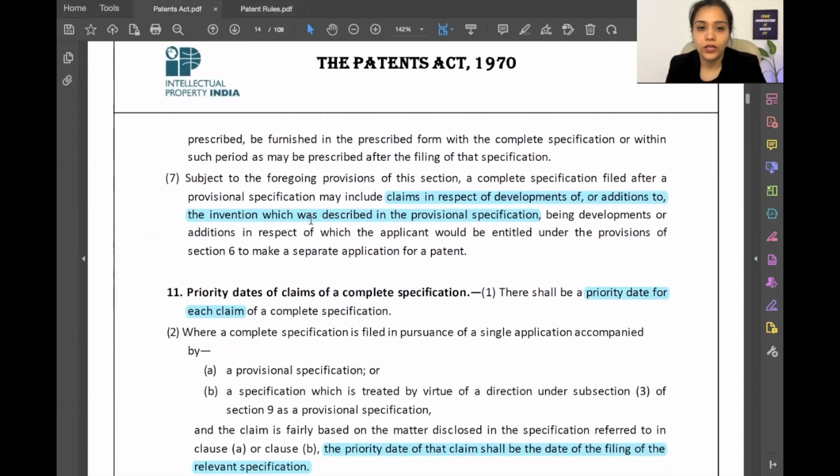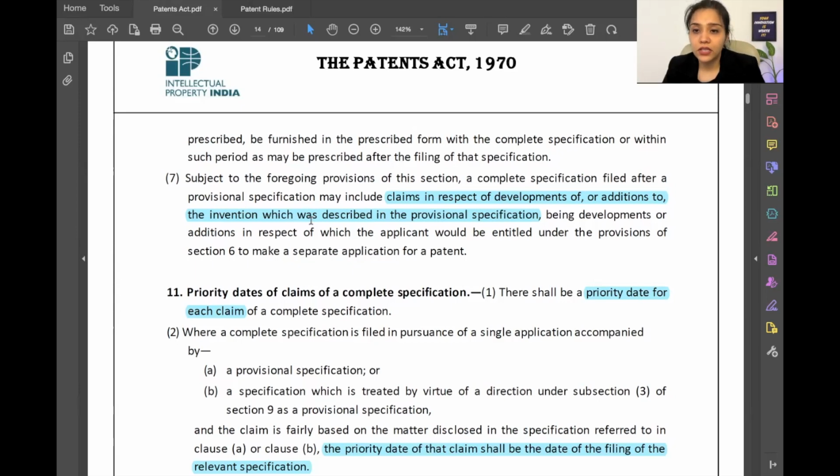Then let's come to 10.7. Subject to the foregoing provisions of this section, a complete specification filed after a provisional specification may include claims in respect of developments or additions to the invention which was described in the provisional specification, being developments or additions in respect of which the applicant would be entitled under the provision of section 6 to make a separate application for patent.